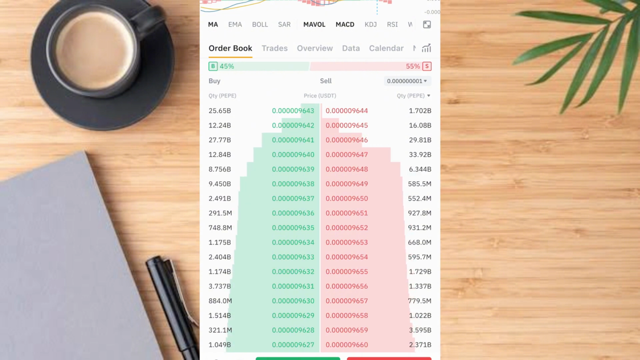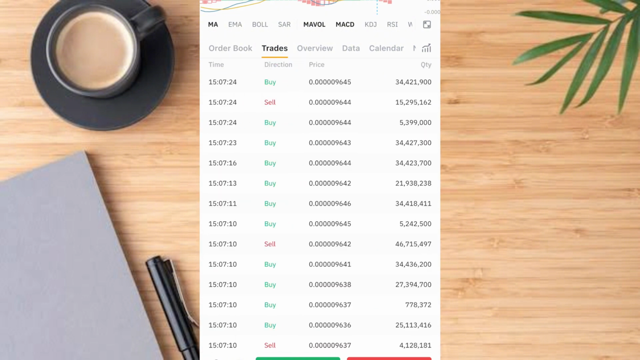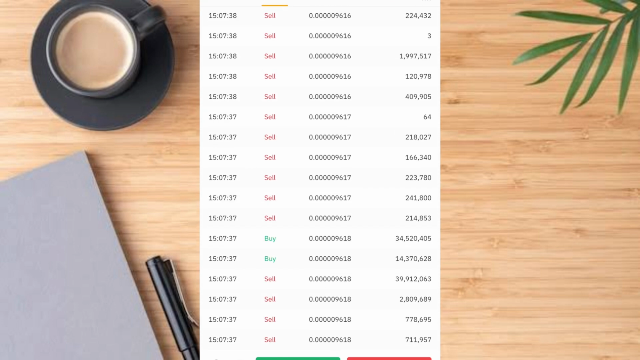Then the next button here is trade. Once you tap on the trade, you can see the trades that are going on this platform. People are buying and selling at every interval. You can see the direction, the price, and the quantity of Pepe or any other coin that you want to buy. You can see them here.